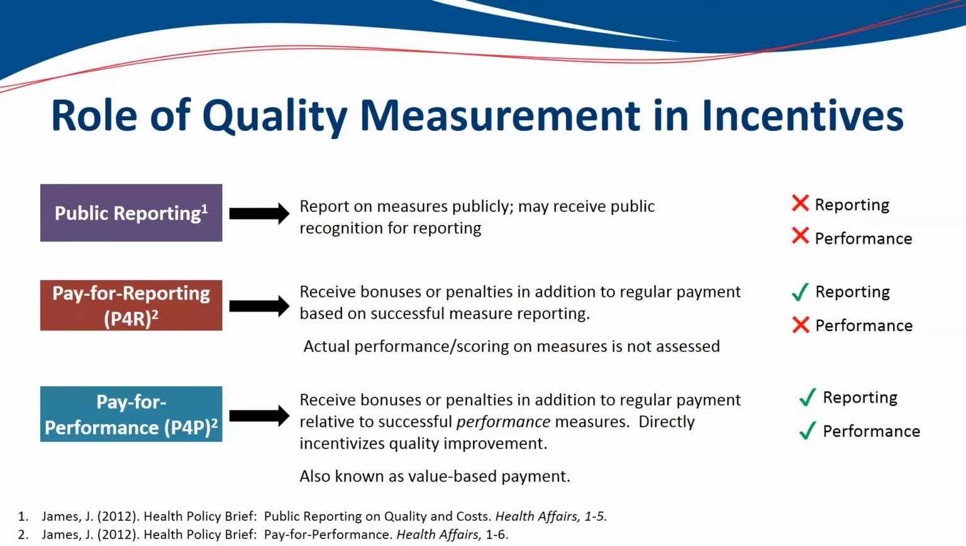And then we had pay for reporting. Doing the same thing, their performance was not assessed, but they were being paid for that reporting. And then now we're moving toward pay for performance, and that is receiving a bonus or a penalty in some cases, money being taken away because you didn't perform well or you didn't report. So this is the evolution of using these measures. They're being reported, they're being required in some cases, an evolution of them just being collected and reported publicly to now being required, and payment is dependent on them.